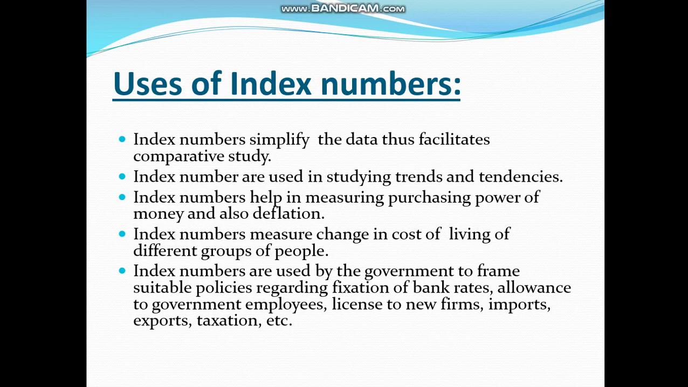The next use is that index numbers measure change in cost of living of different groups of people. Cost of living refers to the cost associated with their daily living, how much they are spending for their day-to-day living. That is known as cost of living index, and that will be different for different groups of people, like for middle class, for poor, or for rich, it varies, and that we can measure using index numbers. And finally, index numbers are majorly used by the government in order to frame new policies, or in order to decide or fix bank rates, or to fix the allowance to government employees, and for many other reasons.